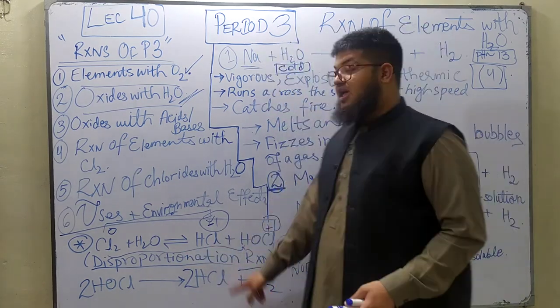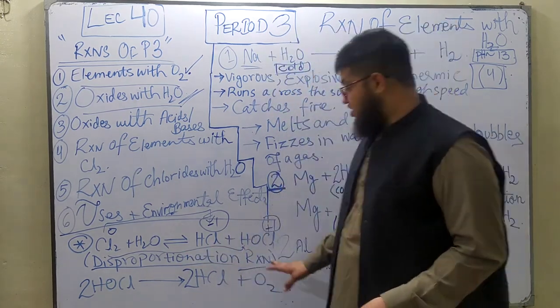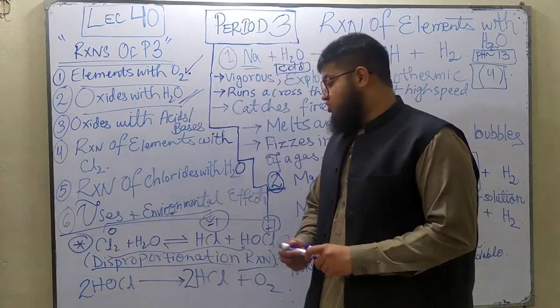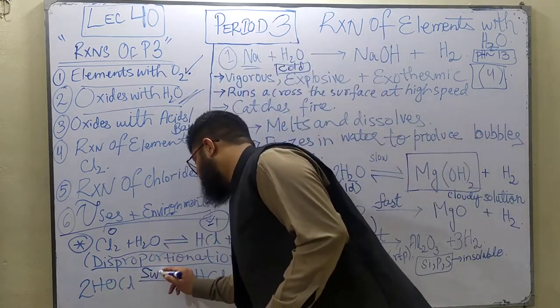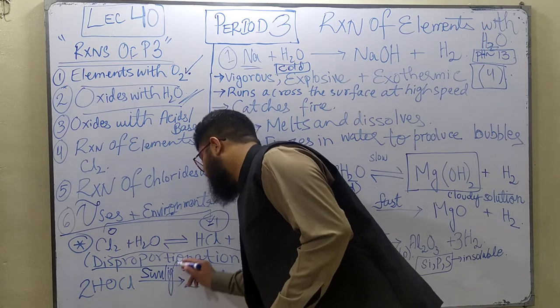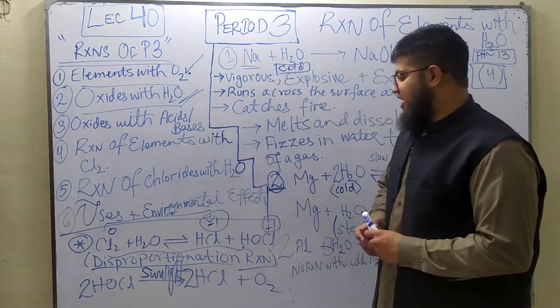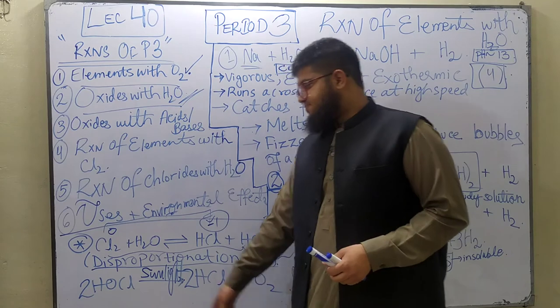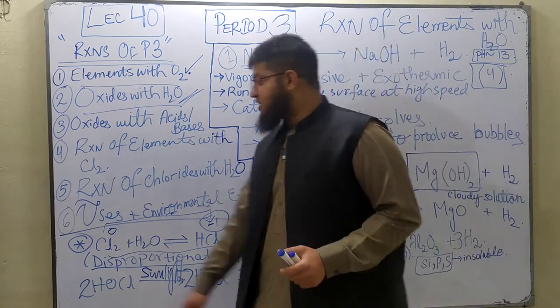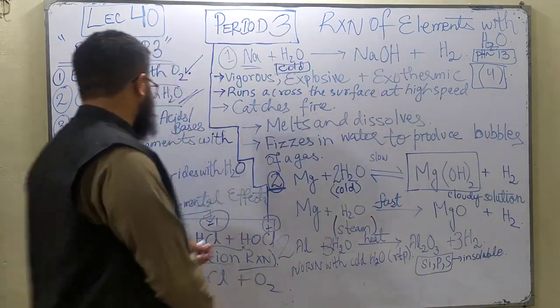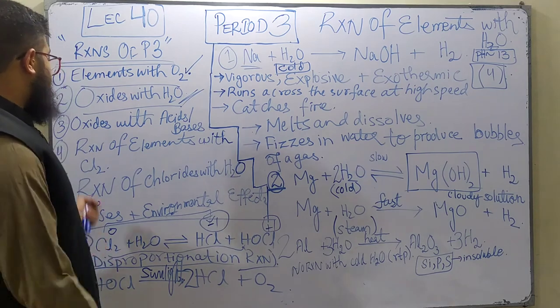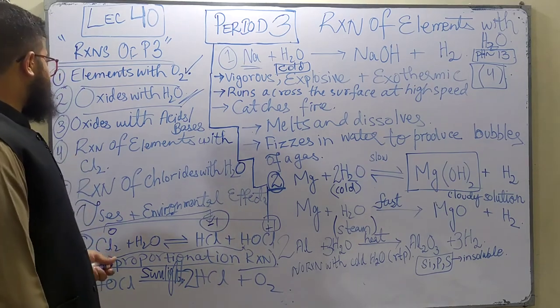And this HOCl, hypochlorous acid, is a disinfecting agent. When it is exposed to sunlight, this HOCl decomposes, by the way, to produce HCl and oxygen. So this completes the discussion on the reaction of the elements with water. Reactions of elements with water has been completed.